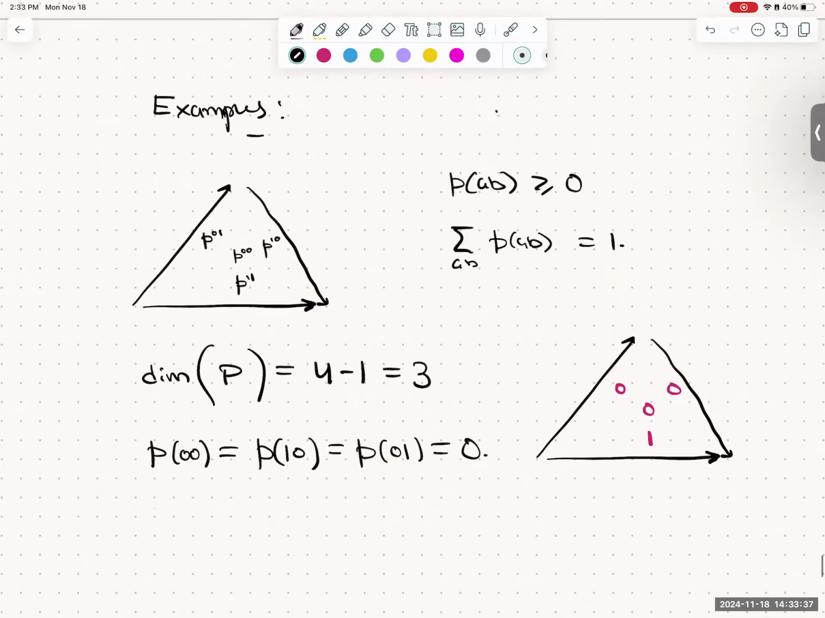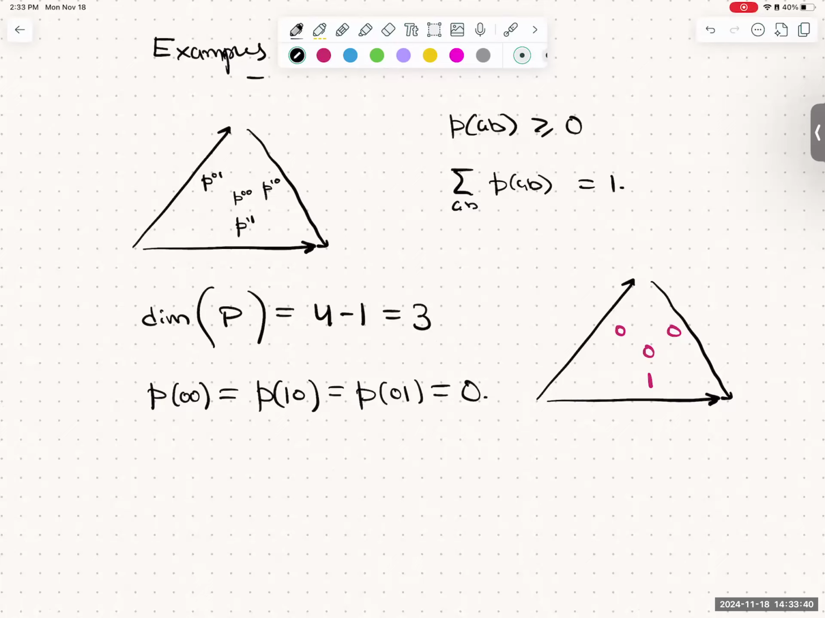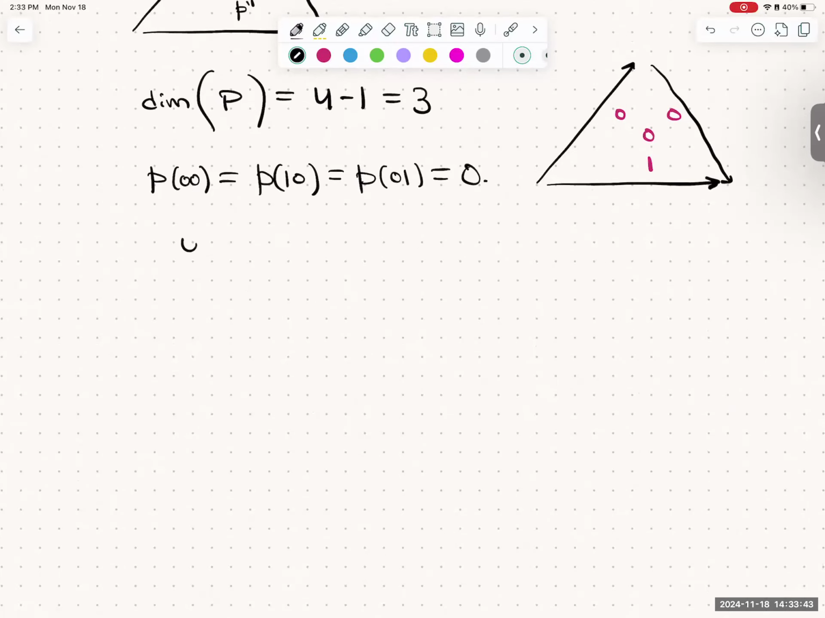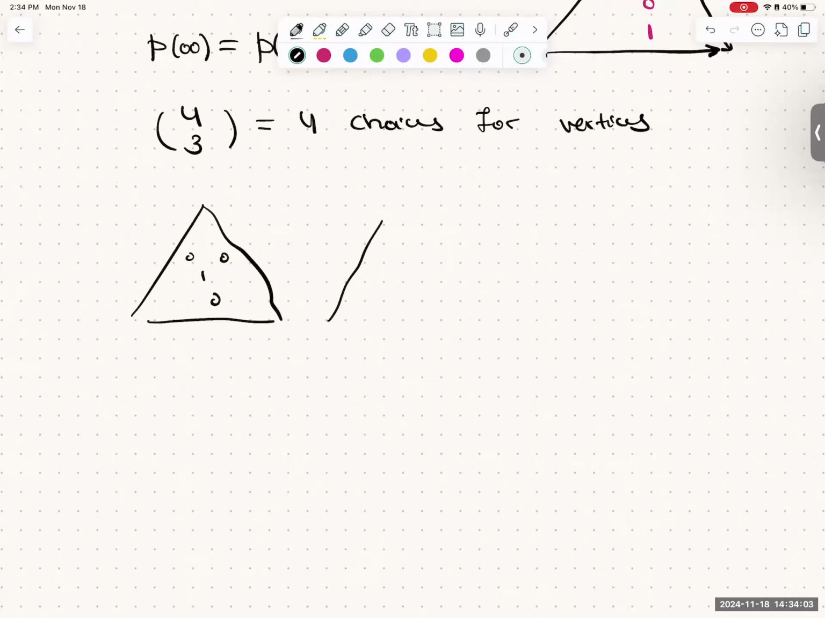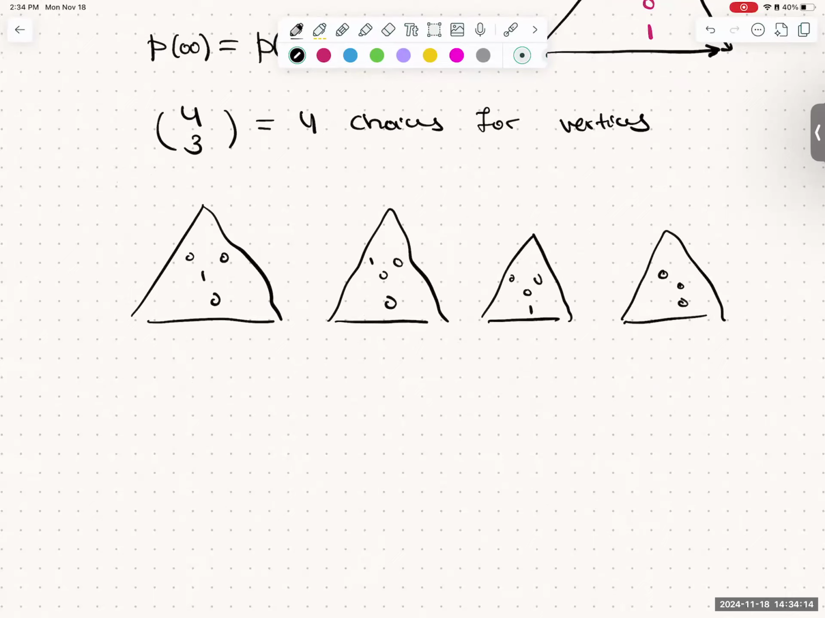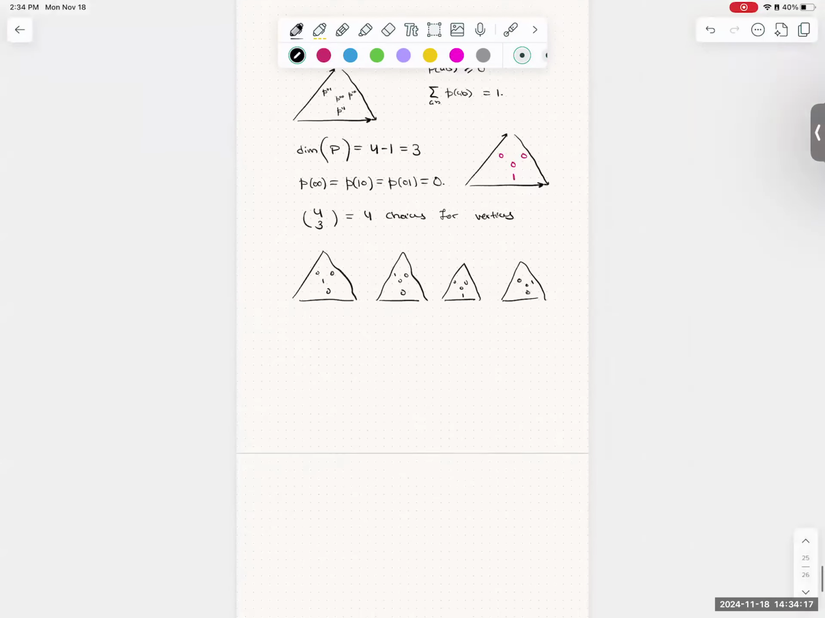But as you might be able to see, if I need to set 3 of these to 0, how many possible choices are there? There's 4 choose 3 equals 4 choices. And they will just be something like, maybe I draw them here. So I have 1, 0, 0, 0; 0, 1, 0, 0; 0, 0, 1, 0; and 0, 0, 0, 1. So there's 4 possible choices.